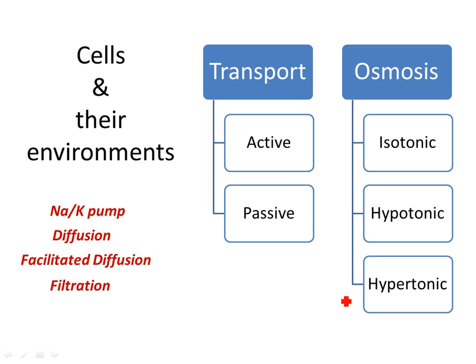Well, sometimes a cell has to move something really, really big, or it has to move it against a concentration gradient. If that's the case, we need to invest some energy, and we're going to have to use active transport. So that sodium-potassium pump that we first met with action potentials, that is an active transporter. That pump has to use ATP to force those ions to move.